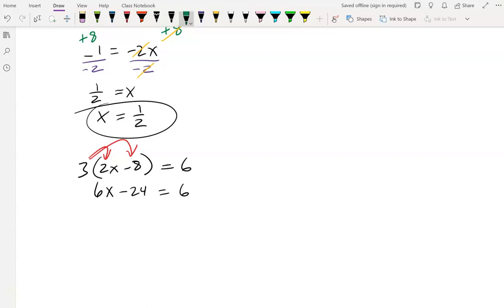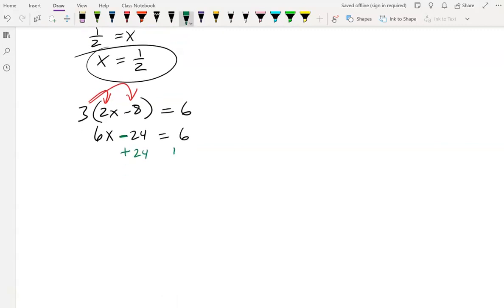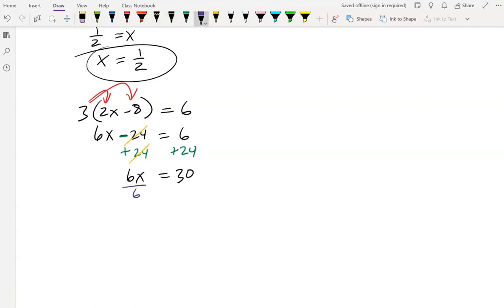I see subtraction, so I'm going to undo the subtraction by adding 24 to both sides of my equation. Always remember you're adding on both sides of the equal sign. Now, this negative 24, positive 24 cancel each other out, and I'm left with just 6 on this side. And what is 6 plus 24? That's 30.